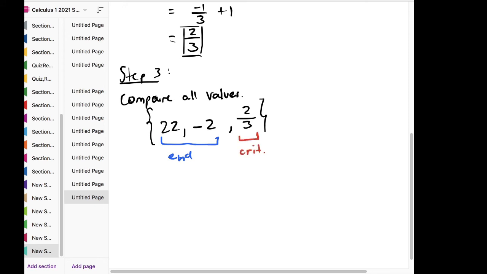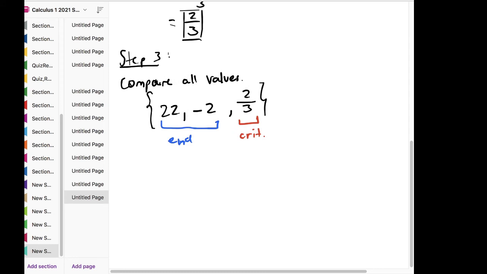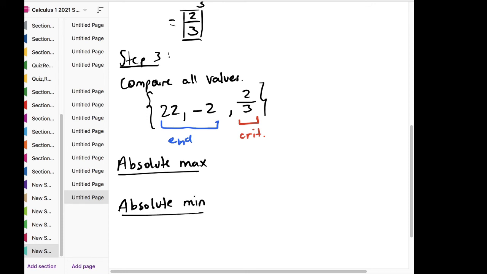Okay. What's the absolute max? And what's the absolute min? Yep, max is 22. That's the biggest thing in this list. And the min is negative 2. All right, good. Does that method make sense?